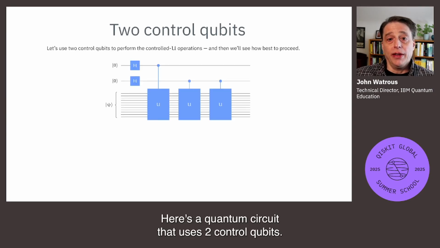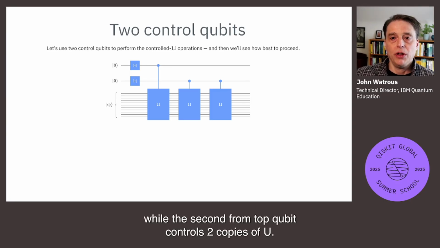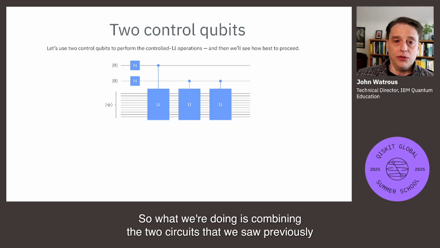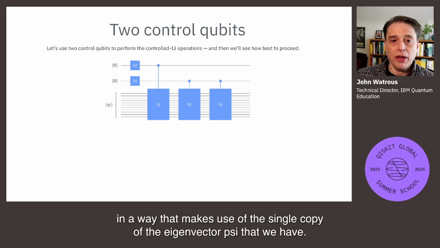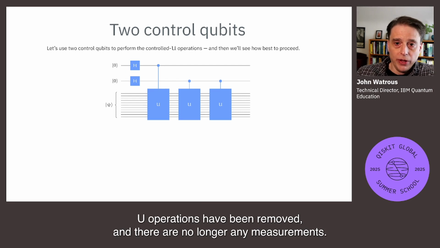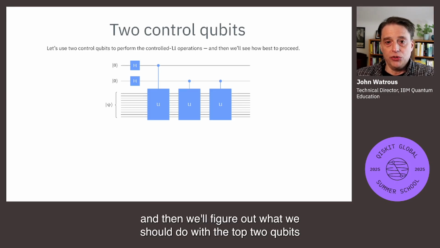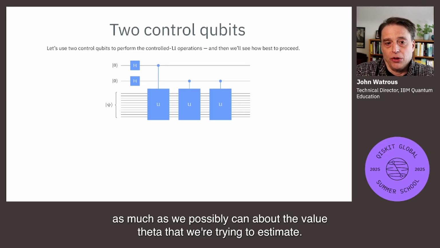Here's a quantum circuit that uses 2 control qubits. The top control qubit controls a single U operation, while the second from top qubit controls 2 copies of U. So what we're doing is combining the 2 circuits that we saw previously in a way that makes use of the single copy of the eigenvector psi that we have. You'll notice, however, that the Hadamard gates after the controlled U operations have been removed, and there are no longer any measurements. So what we're going to do is see how this circuit works, and then we'll figure out what we should do with the top 2 qubits in order to learn as much as we possibly can about the value theta that we're trying to estimate.